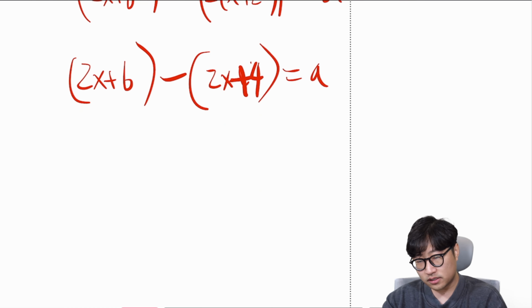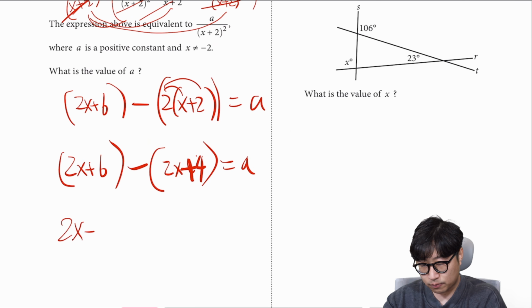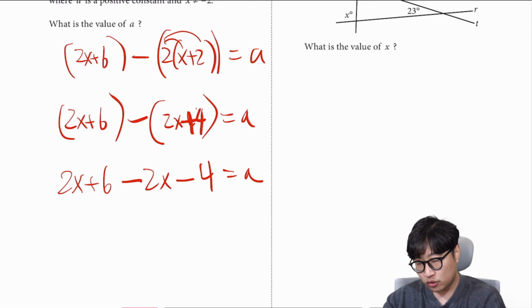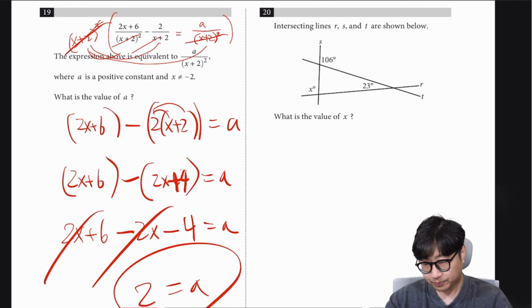So if you just work this thing out, that would be 2x plus 6 minus 2x minus 4, and that's equal to a. 2x and minus 2x cancel. 6 minus 4, that's a 2, so a must be 2.